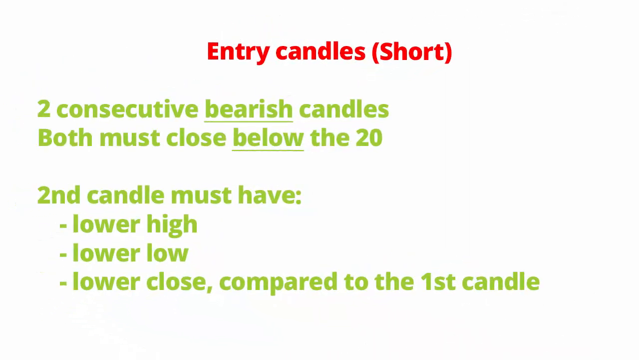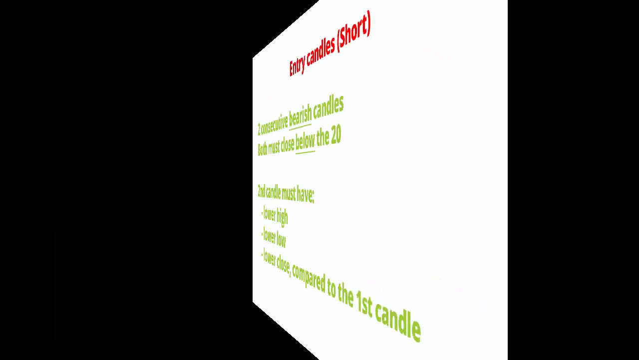Similarly, a strong down move is 2 consecutive bearish candles, each closing below the 20 simple moving average, and the second candle has a lower high, lower low, and lower close when compared against the first candle. Now that I have identified a possible sign from price action that momentum could be strong, I will enter the trade with a stop order.